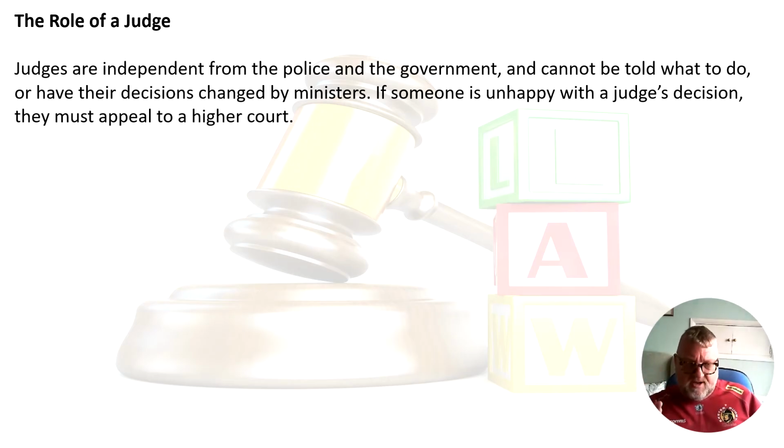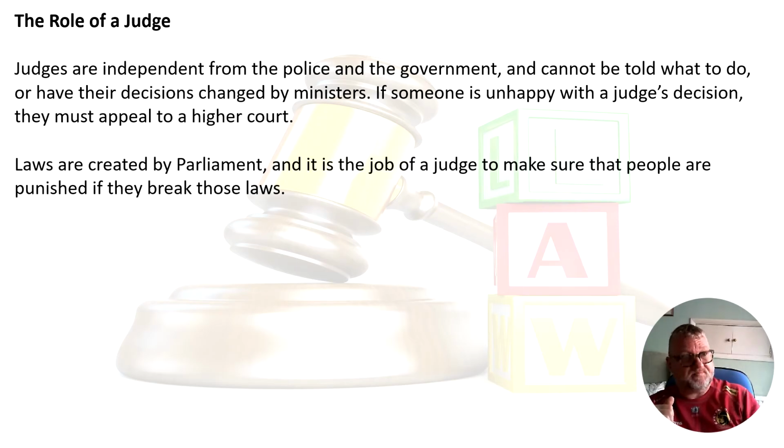So judges are completely independent of police and government. They can't be told what to do, and can't have their decisions changed by ministers. The only way that you can appeal a judge's decision is to go to a higher court of appeal. I'll be talking about appeals when I look at the judiciary in the criminal justice system. But just so you know, the highest court of the land is the Supreme Court. Once the Supreme Court has rejected your appeal, you're not going any further. You've got to accept the decision. So, laws are created by Parliament, by the process of first readings, second readings, committee, etc. But it's the job of the judge to make sure that people are punished if they break those laws. They have to uphold those laws.